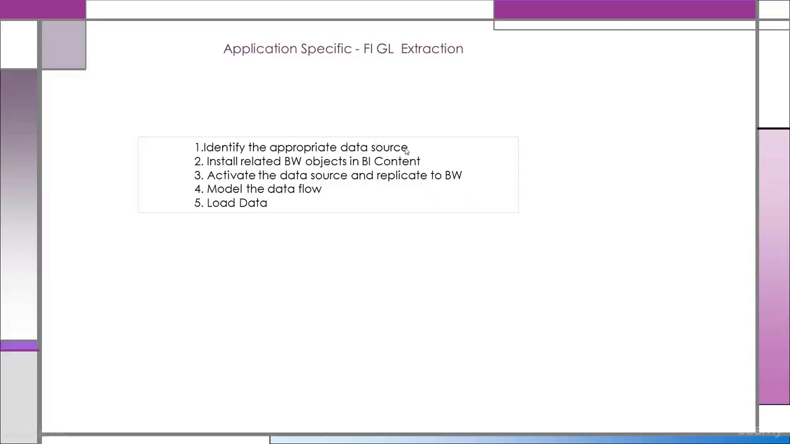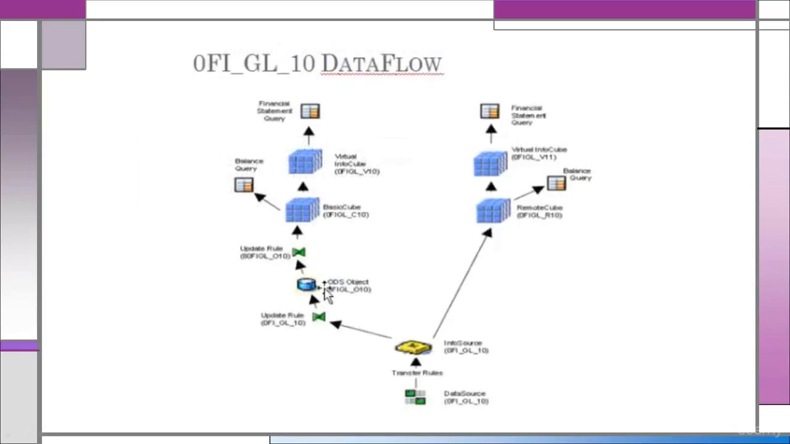So what you need to do is find the appropriate data source first. Then you need to figure out what the related business warehouse objects are in the BI content. Third is to activate the data source, then replicate it to business warehouse. The fourth one is to model the data flow. Fifth is to load the data. Okay.